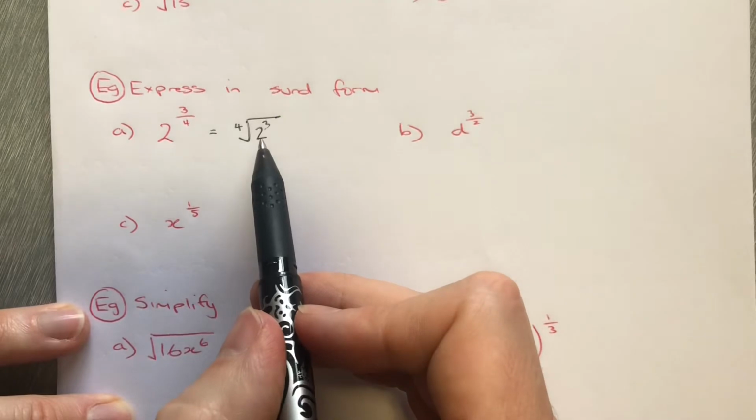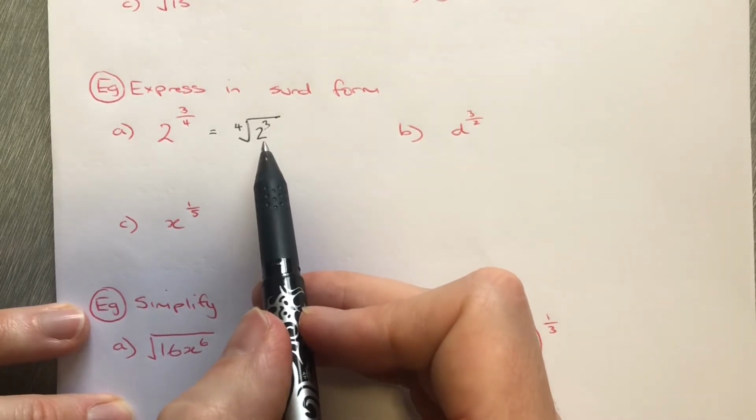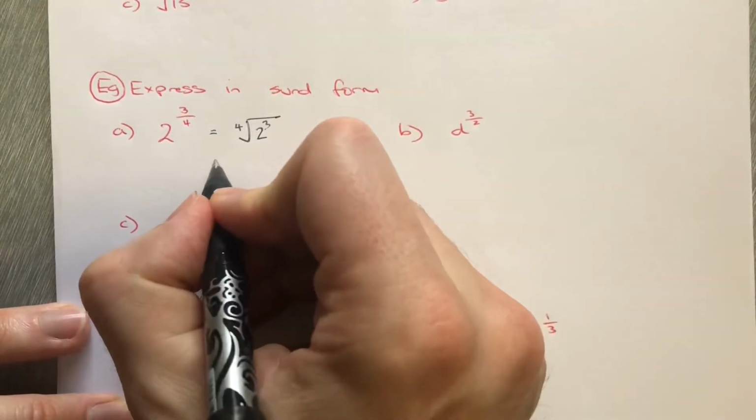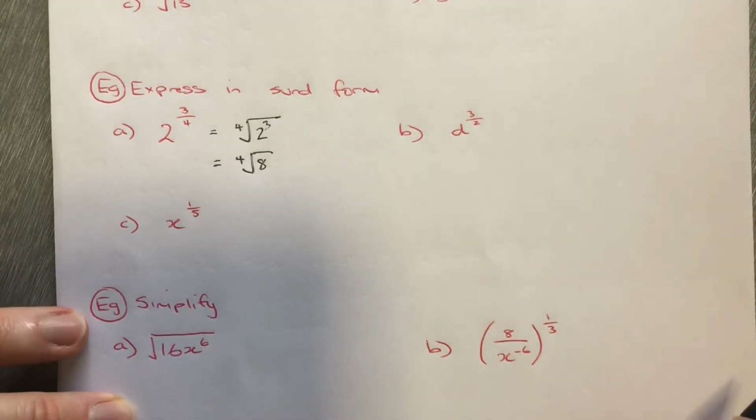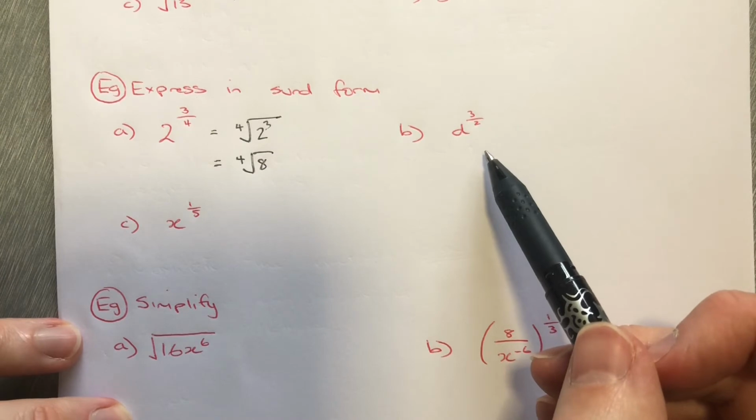Now 2 to the power of 3 gives you 8. Okay, so we might be able to write that there as well. I'm just going to. There we go. So same thing. Let's go over to B.